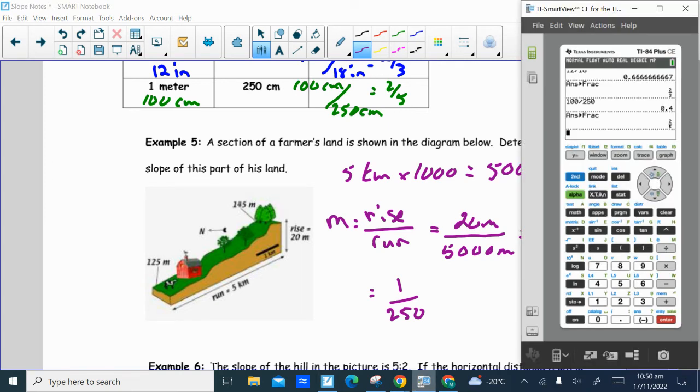Now again, if you use your calculator and go 20 over 5,000, it'll give it to you as a decimal. And if you have the ability on your calculator to change it from a decimal to a fraction, you get the same answer, 1 over 250.